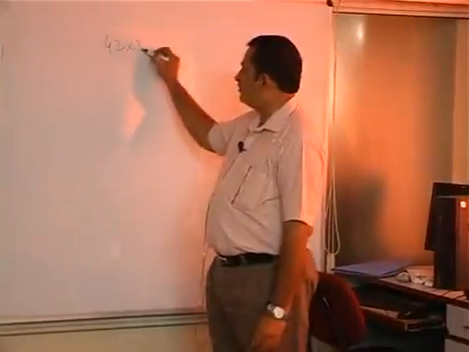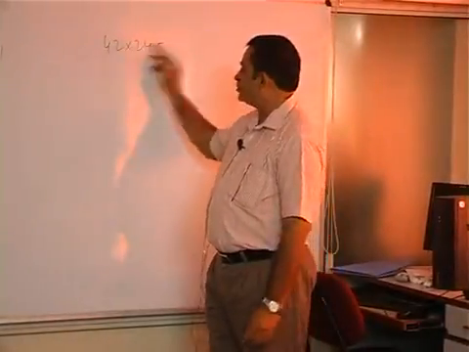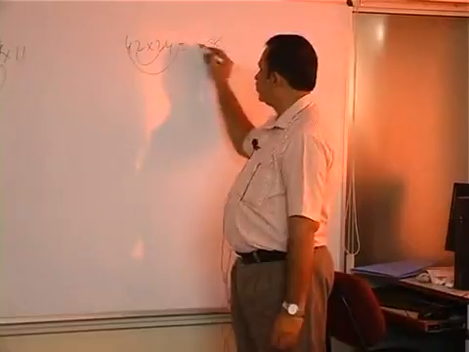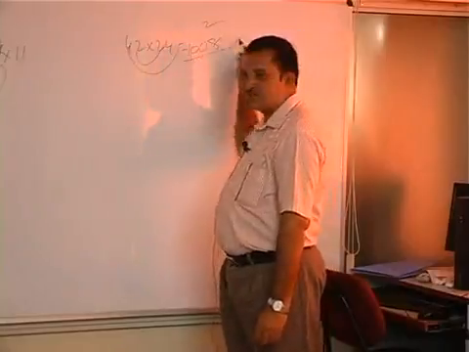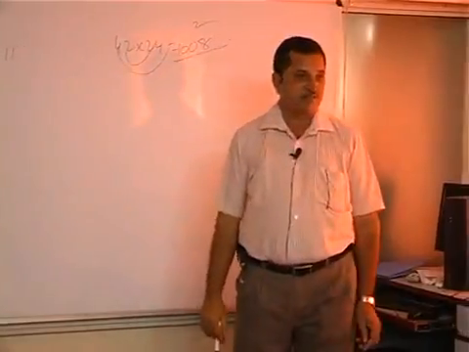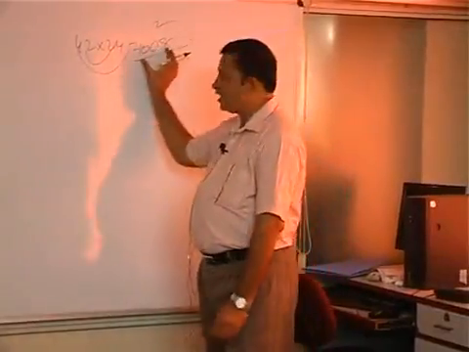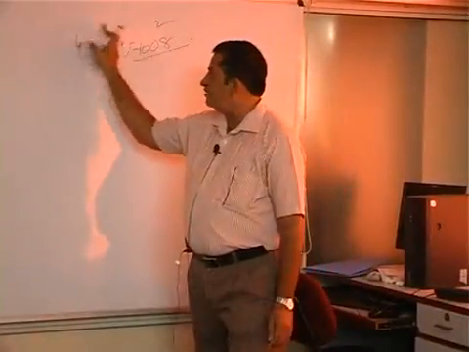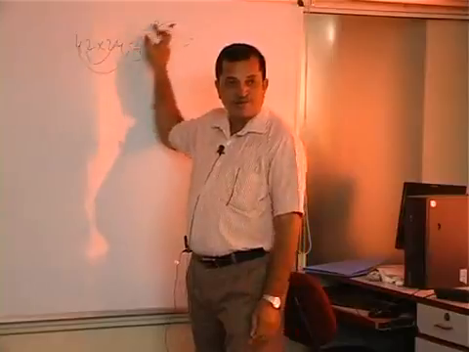42 multiplied with 24. 4 2s are 8. 16 plus 4, 20, so 0. 4 2s are 8 plus 2, 10. This is the answer. 5 seconds. To check whether it is right or wrong, the sum of the digits in the problem should be equal to the sum of the digits in the answer.